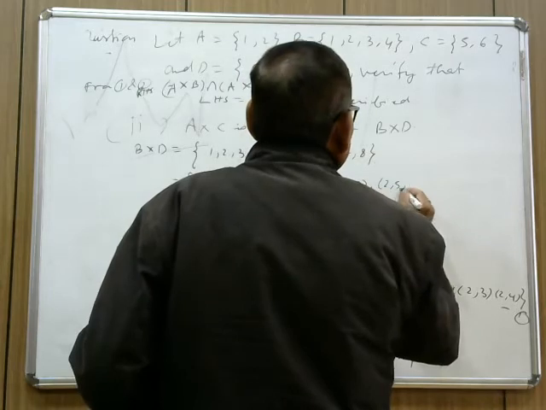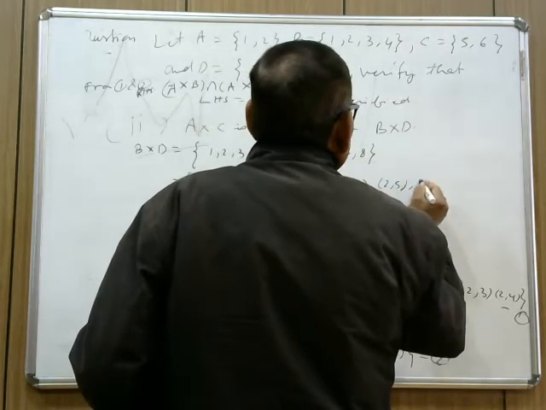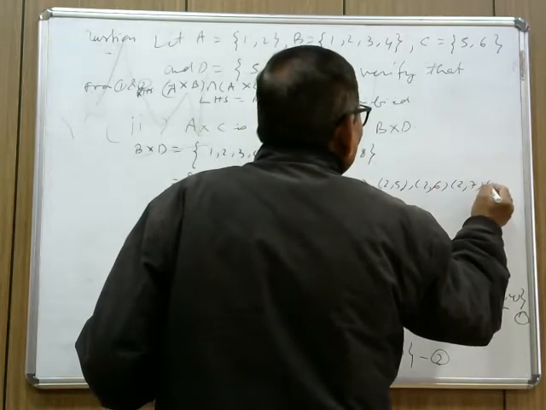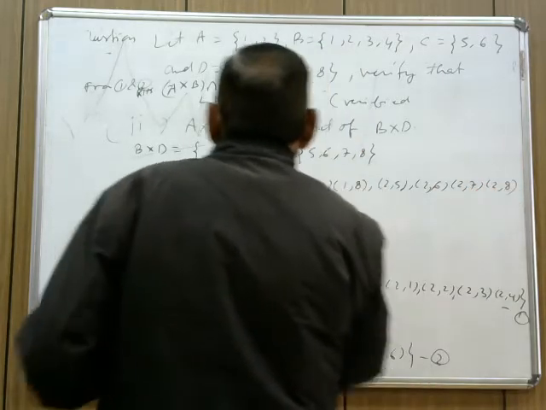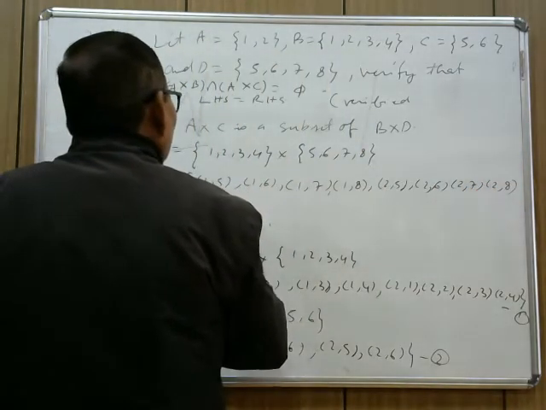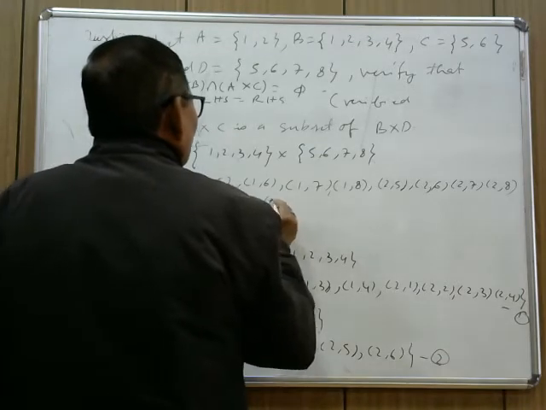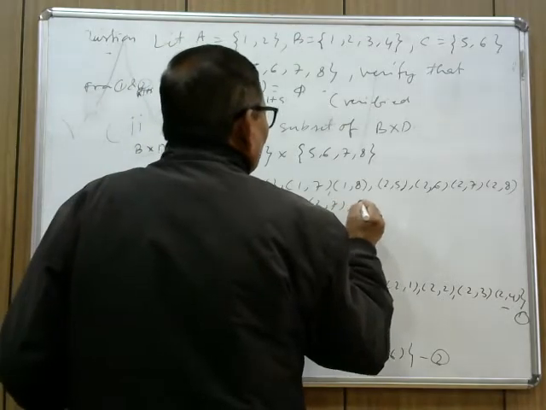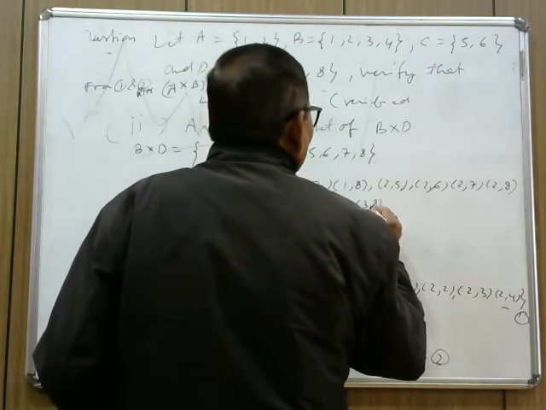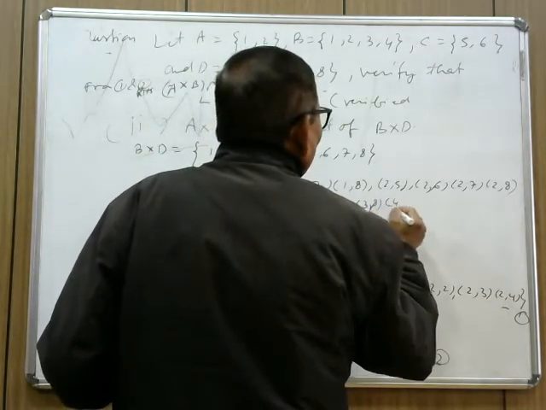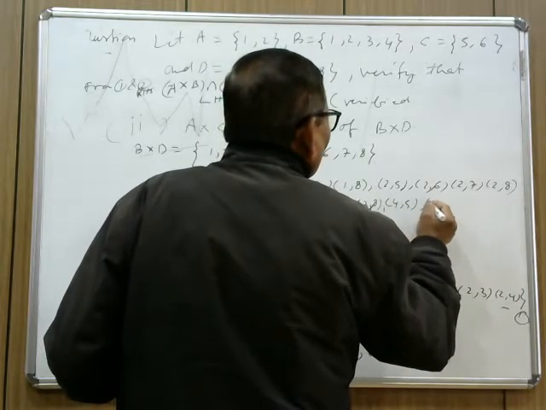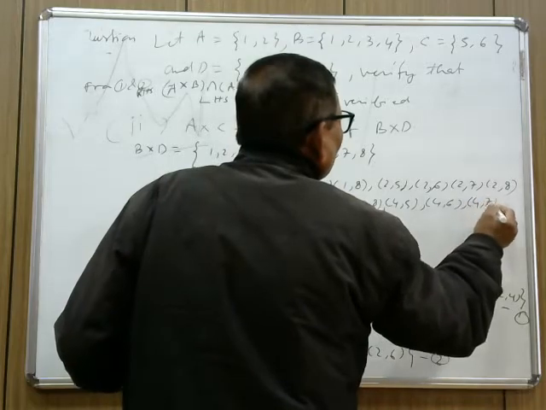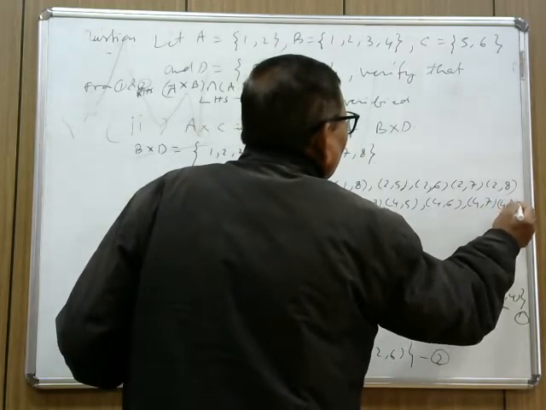(2,5), (2,6), (2,7), (2,8). Now (3,5), (3,6), (3,7) and (3,8), (4,5), (4,6), (4,7) and (4,8).